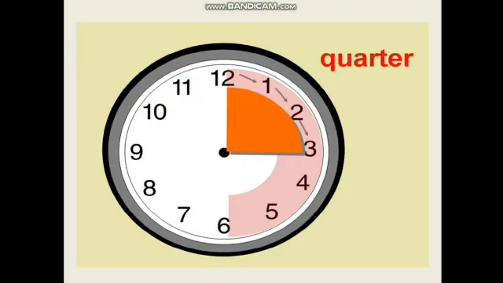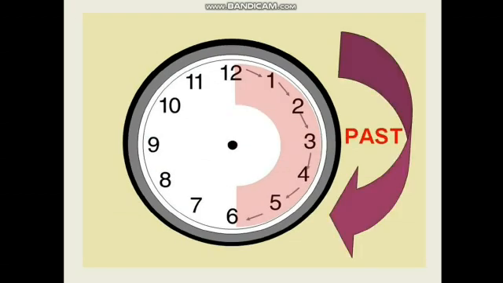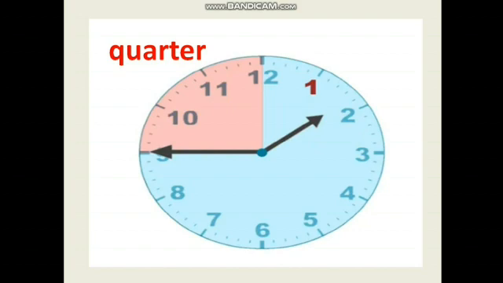Now the clock shows a quarter. So when it's 2:15, we can say a quarter past 2. When it comes to 2:30, we can say it's half past 2. Now we have 1:45. We can say it's a quarter to 2.